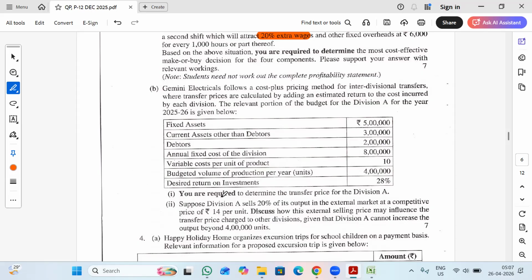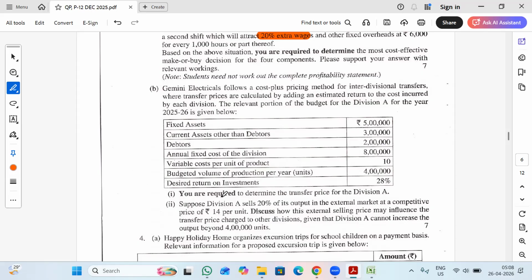The relevant portion of the budget for division A for the year 2025-26 is given below. Fixed assets 5 lakh, current assets other than debtors 3 lakhs, debtors 2 lakhs. My annual fixed cost of the division is 8 lakhs, variable cost per unit is 10 rupees, annual volume of production per year 4 lakh units, desired return on investment 28%. You are required to determine the transfer price for division A. This is very simple.